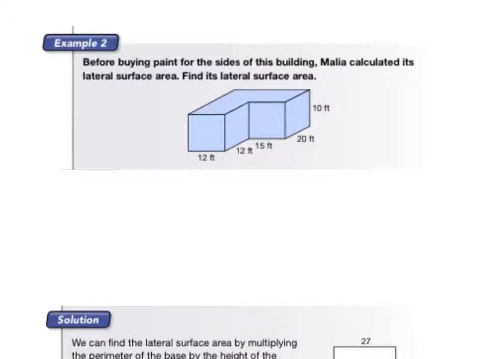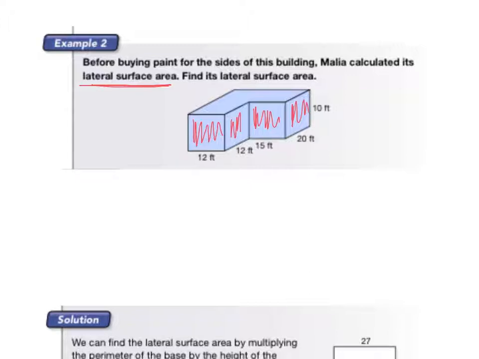Okay, so for example 2, you've got this building, and it's a regular shape, which most buildings are. Most buildings are not cubes. So you want to draw this onto your paper. And it says, before buying paint for the sides of this building, Malia calculated the lateral surface area. So we're going to find just the lateral surface area of this figure. Now remember, lateral surface area is just the sides. All of these sides, but it does not include the top and the bottom, because when they're going to paint this building, they're not going to paint the floor and they're not going to paint the ceiling, only the walls.